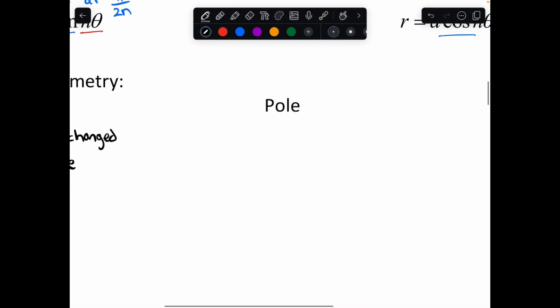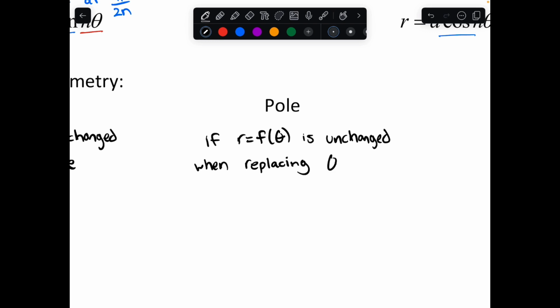Now moving on to the pole, we have symmetry about the pole if our function r is equal to f of theta remains unchanged when replacing theta with pi plus theta. So, if I replace my theta, my angle, with pi plus theta, as in take my angle and add 180 degrees to it, if nothing changes, then we have symmetry about the pole. Now again, you're probably going to have to use some identities to actually solve this, but we'll get to that later.